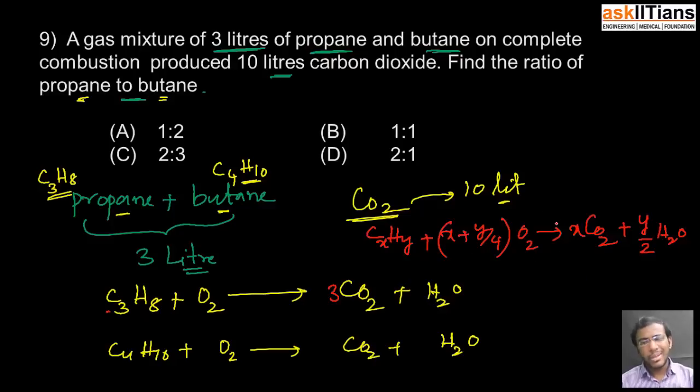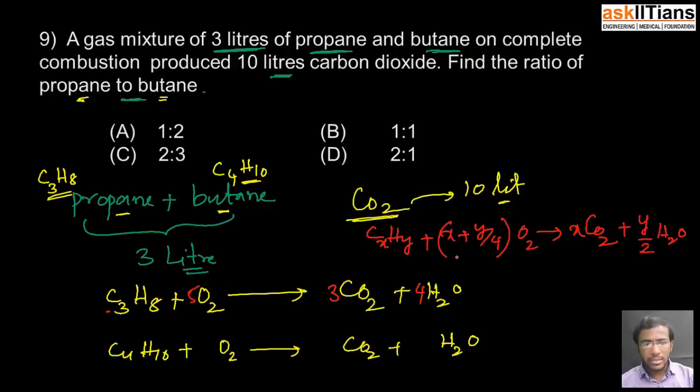If you remember this one, this is pretty simple. Even if you don't remember it, you can balance it at the examination itself. So for C3H8, just substitute the values: x is 3 and y by 2 is 4, so the hydrogens are balanced. Next you need to balance oxygen. In total 6 plus 4, 10 oxygens, right? So 10 oxygens means 5 O2.